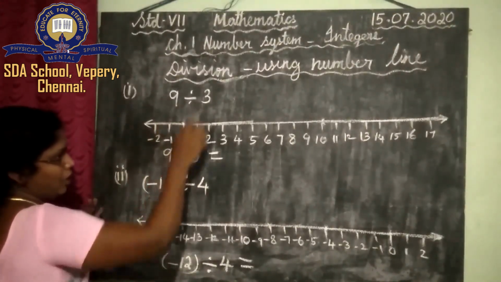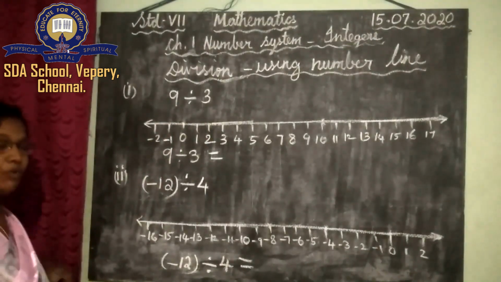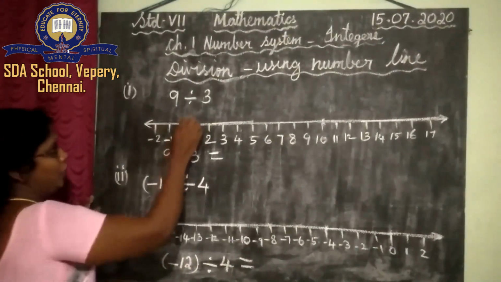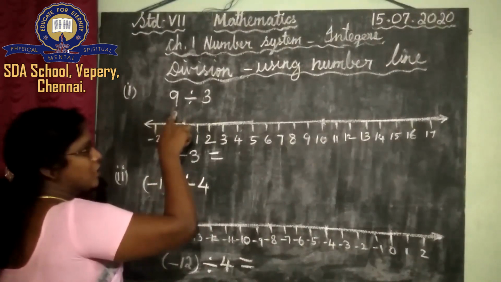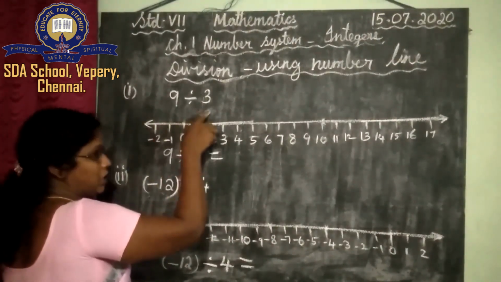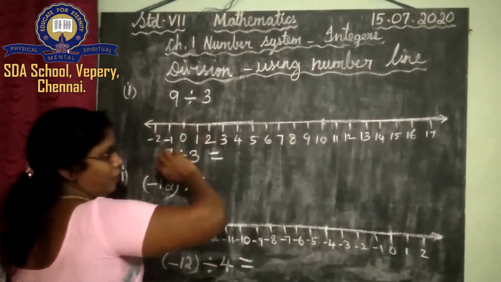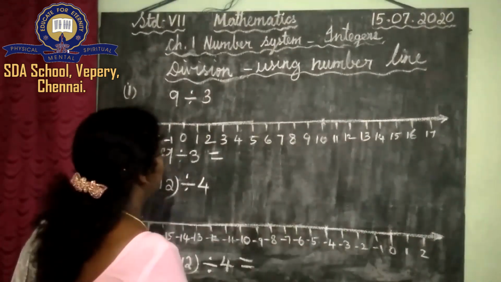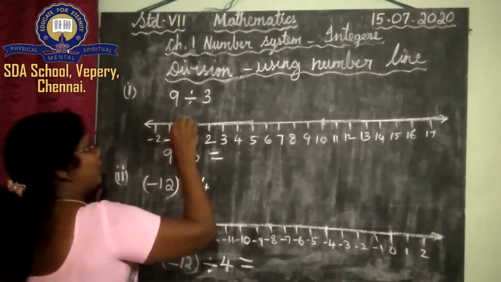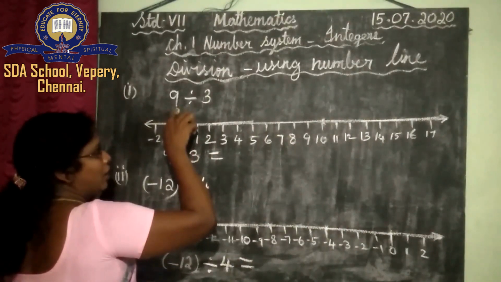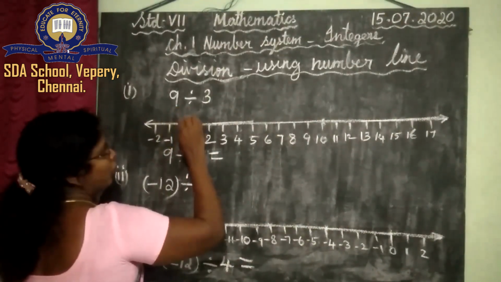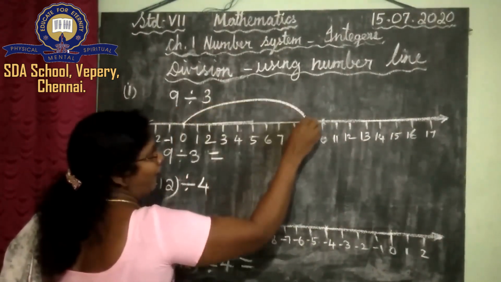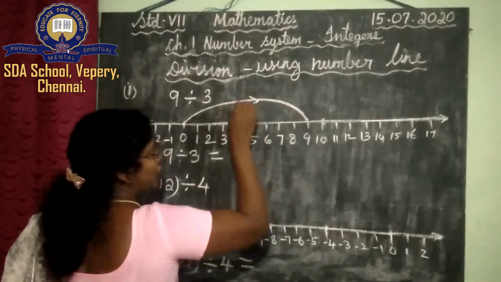9 divided by 3. Always we must start with what? 0, I told. So start with 0. What is the first number? First both are positive integers. Positive integers means we have to travel on the right side. Okay. So from here, what is the first number? 9. So straight away you go to 9.